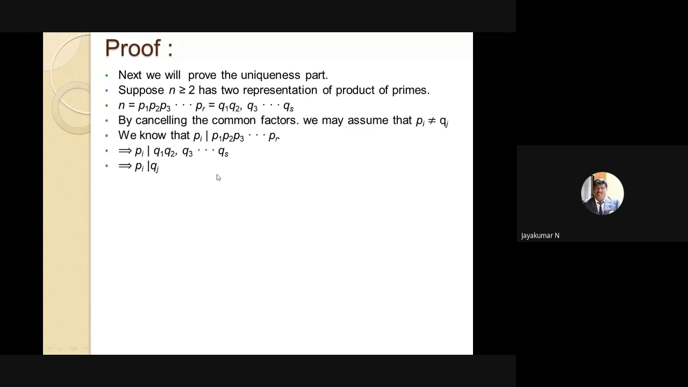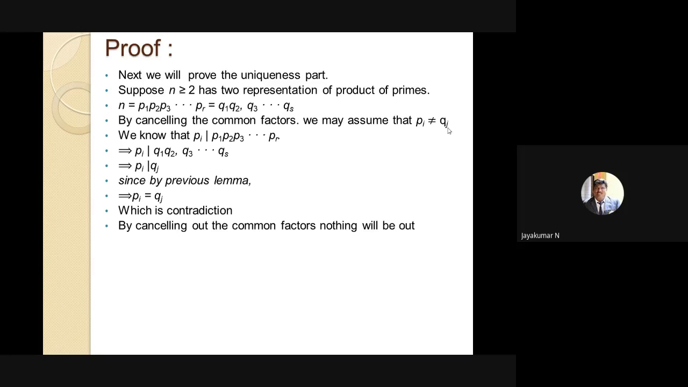Now I can use the corollary. So p1 divides the product of the primes. Definitely p1 must be equal to one of the primes by the previous corollary, not lemma, corollary. Which is a contradiction, because we assumed that p1 is not equal to qj. So p1 equal to qj is a contradiction to our assumption that p1 is not equal to qj. By cancelling the common factors, nothing will be left. Hence, n is uniquely represented as a product of primes.